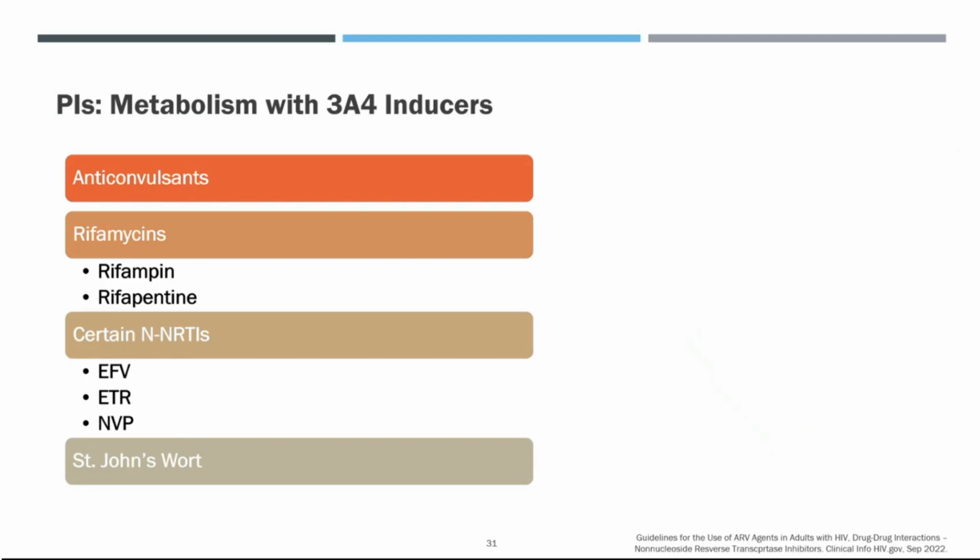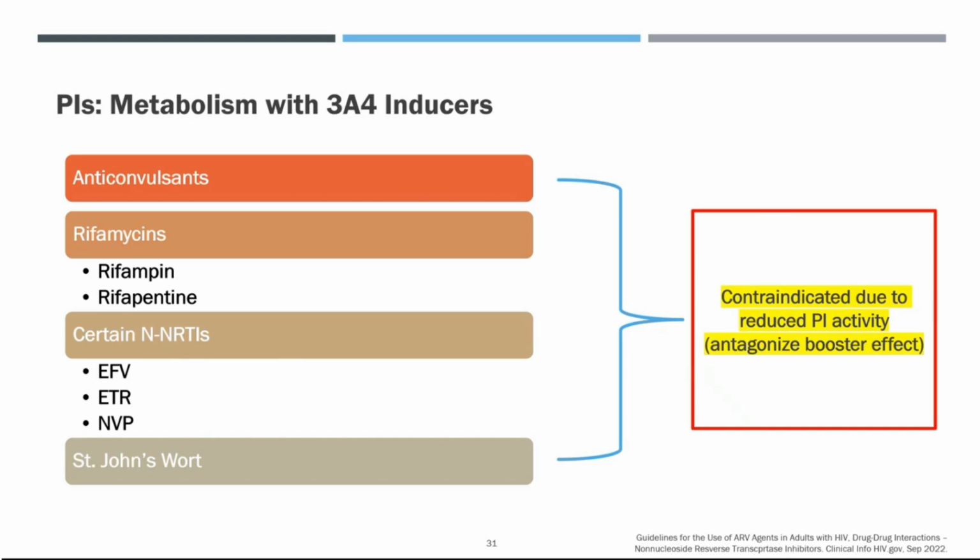So medications that are considered potent 3A4 inducers, so anticonvulsants, rifamycins, and certain NNRTIs, including efavirenz, etravirine, and nevirapine, and also the St. John's wort, are all contraindicated to be used with protease inhibitors due to the reduced efficacy. And in fact, they will also counteract the booster effect, since the boosters are the inhibitors, while these medications will induce the metabolism.